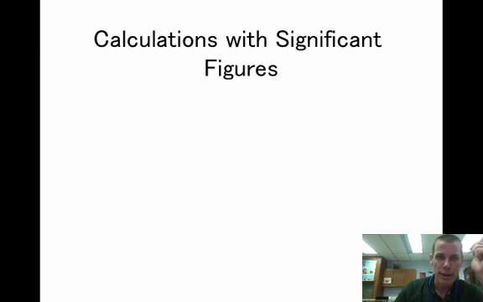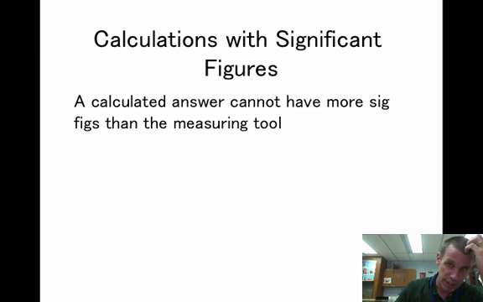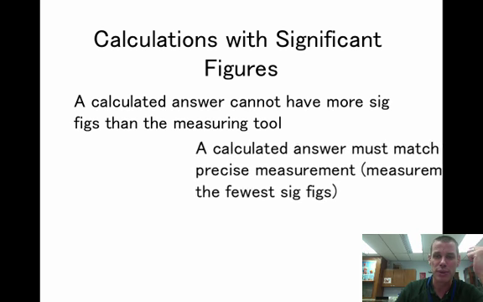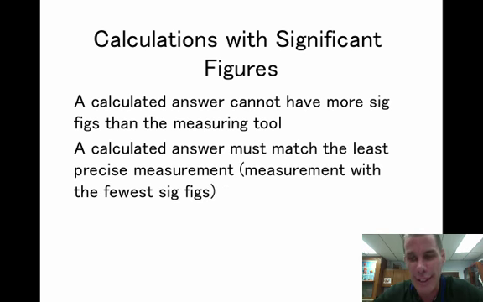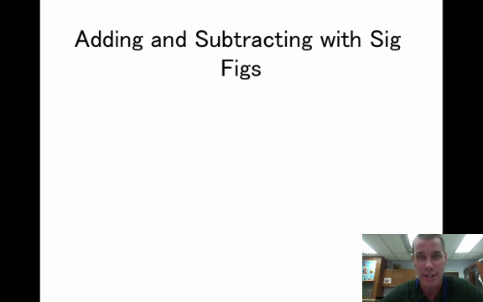Okay? Calculations. Here we go. A calculated answer cannot have more sig figs than the tool you use to measure it. And a calculated answer must match the least precise measurement. What that means is whatever the least precise tool you use, when you take that measurement from that tool and put it in the calculation, that determines the significance.